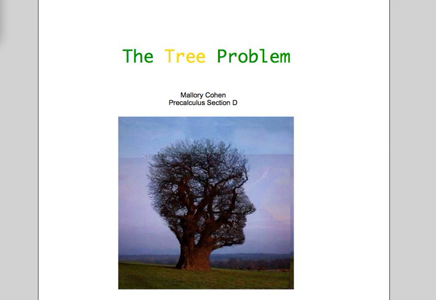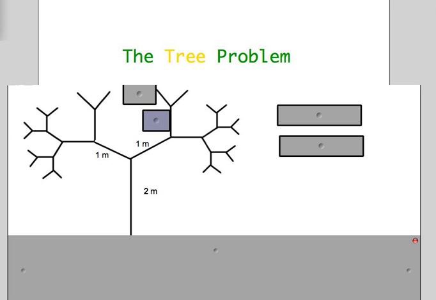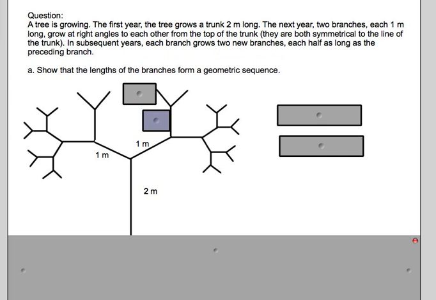The tree problem. A tree is growing. The first year, the tree grows a trunk 2 meters long. The next year, 2 branches, each 1 meter long, grow at right angles to each other from the top of the trunk. They are symmetrical to the line of the trunk. In subsequent years, each branch will grow 2 new branches, each half as long as the preceding branch.